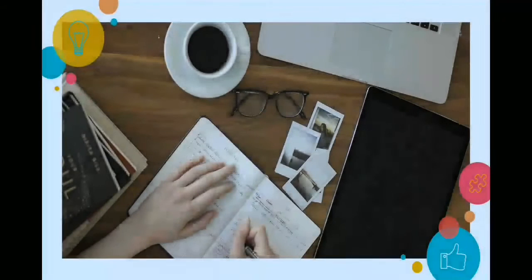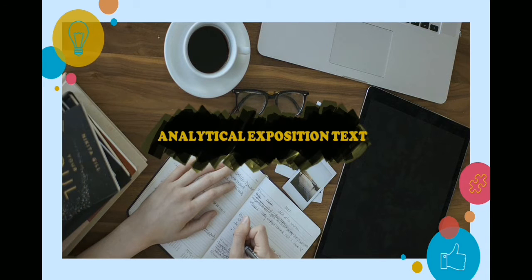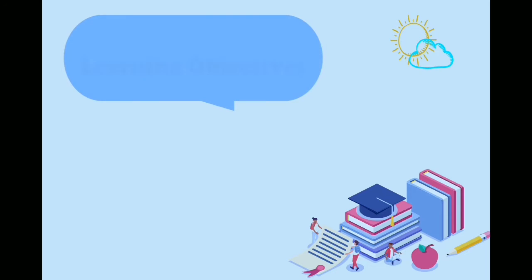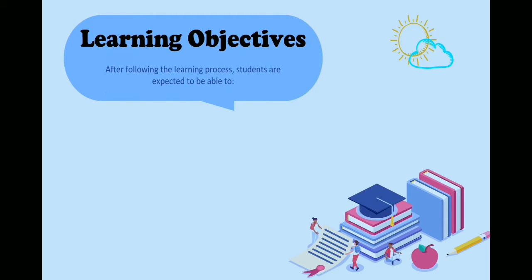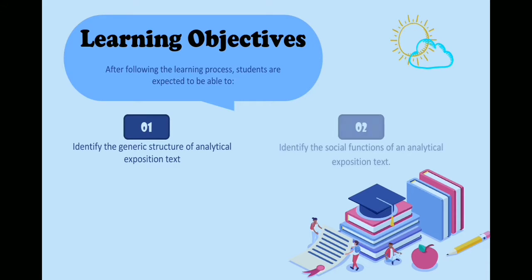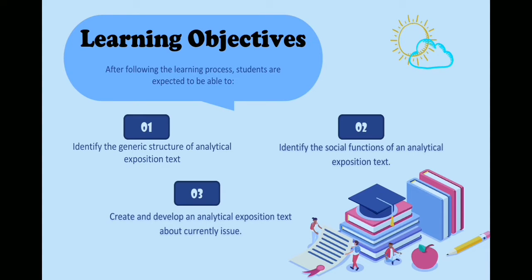Well, today, to continue the last material, we shall talk about analytical exposition types. And this is the learning objectives of this material today. After following the learning process, students are expected to be able to identify the generic structure of analytical exposition text, identify the social functions of an analytical exposition text, and the last, create and develop an analytical exposition text about current issues.